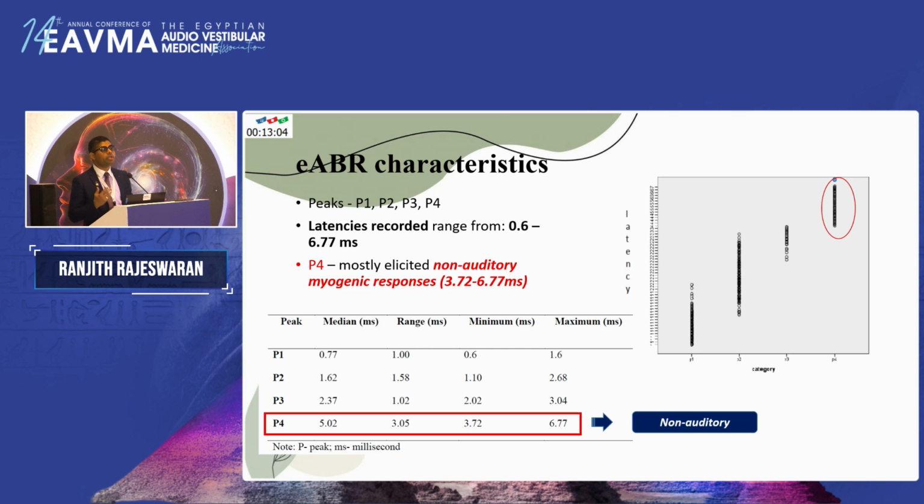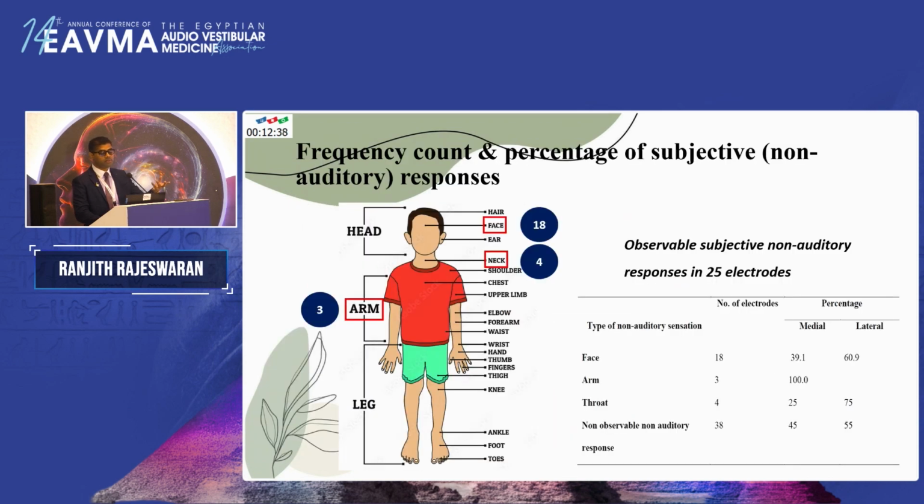So we predicted this could be non-auditory. Usually the myogenic responses, non-auditory responses, are a little later in latency than the auditory responses. And look at the interpeak latency, it is much higher. So we predicted this P4 could be non-auditory, and out of the 63 electrodes, we tried to correlate whether these non-auditory responses picked up in the 63 electrodes using ABR correlate with the subjective non-auditory responses, out of which we could observe non-auditory sensations in 25 electrodes, and we could not see any non-auditory sensation in 38 electrodes, though the electrophysiological data shows there is a non-auditory response. Subjectively, we could not see.